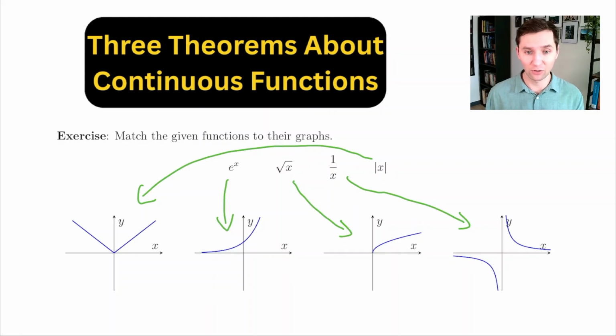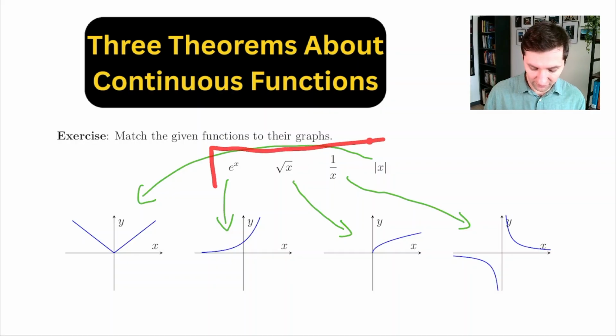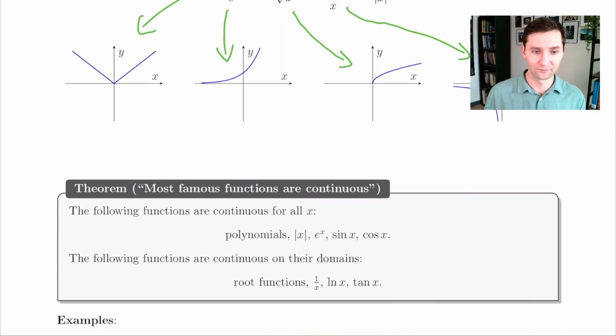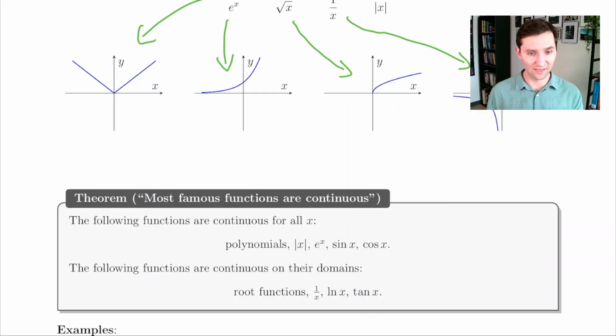These facts about continuity of these four functions can be extended to other famous functions you know. The first theorem says that famous functions such as polynomials, absolute value of x, e to the x, sine of x, and cosine of x are continuous everywhere. Root functions, 1 over x, natural log of x, and tangent of x are continuous on their domains.